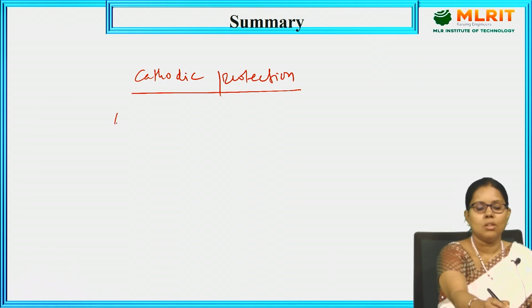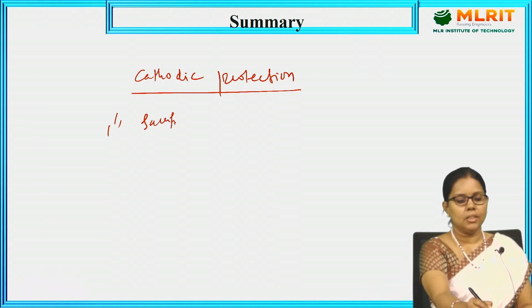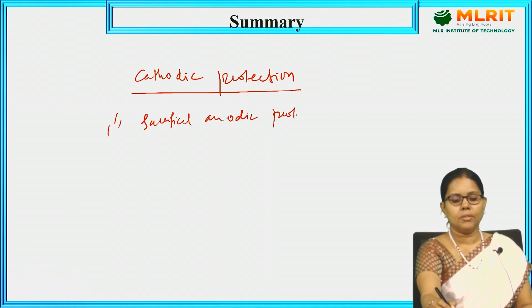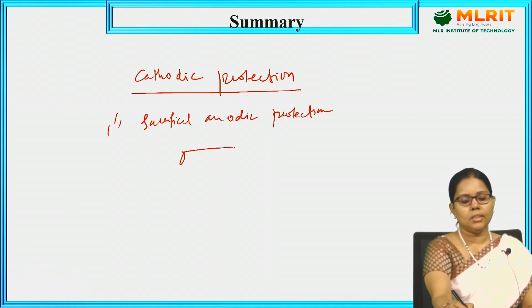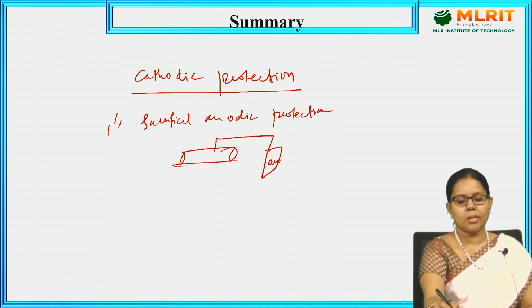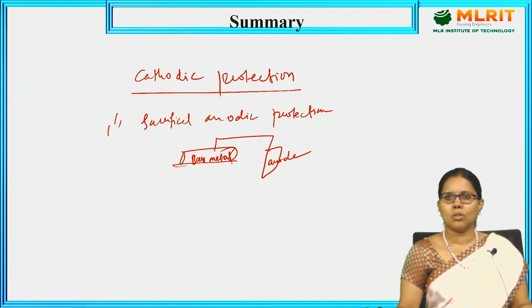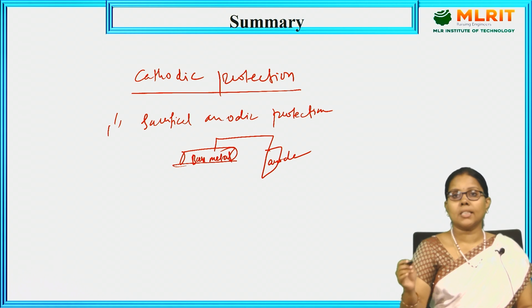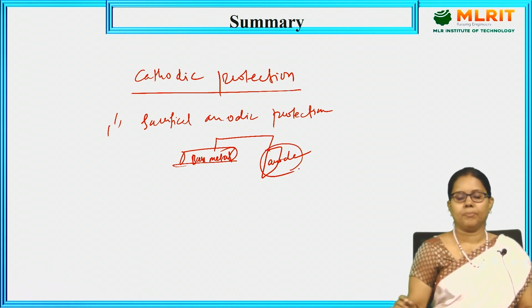Among these, one is sacrificial anodic protection. In this, the pipeline is connected to the more anodic metal which is active. The metal which is to be protected from corrosion, which acts as cathode, is connected to the more anodic metal, therefore all the corrosion takes place here.